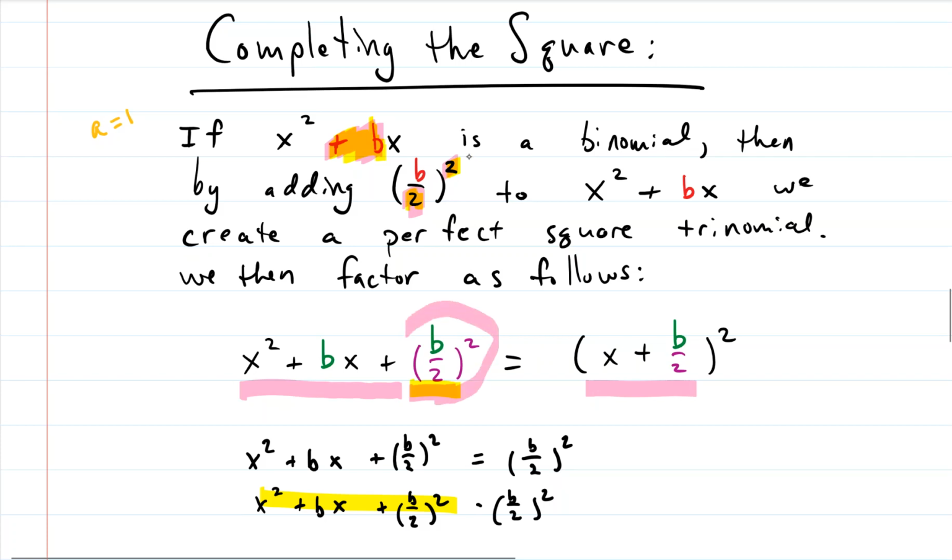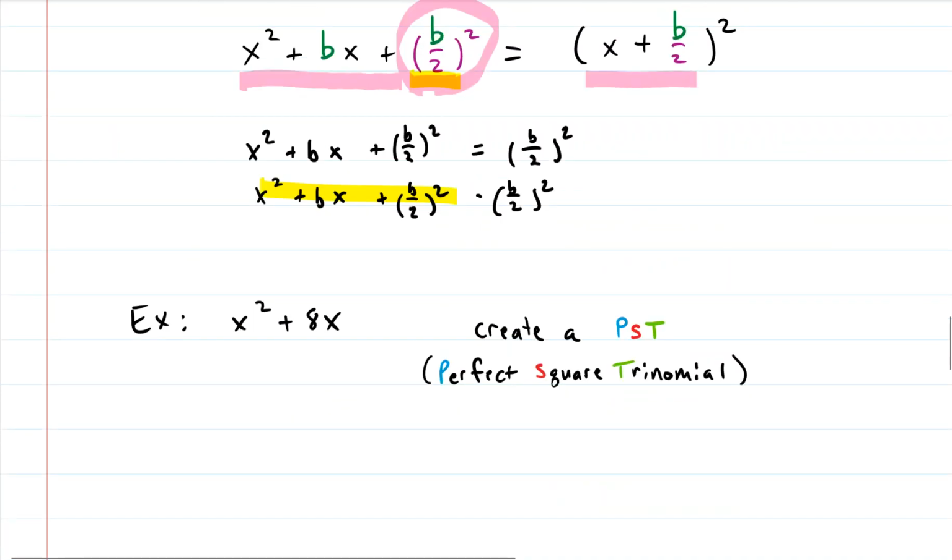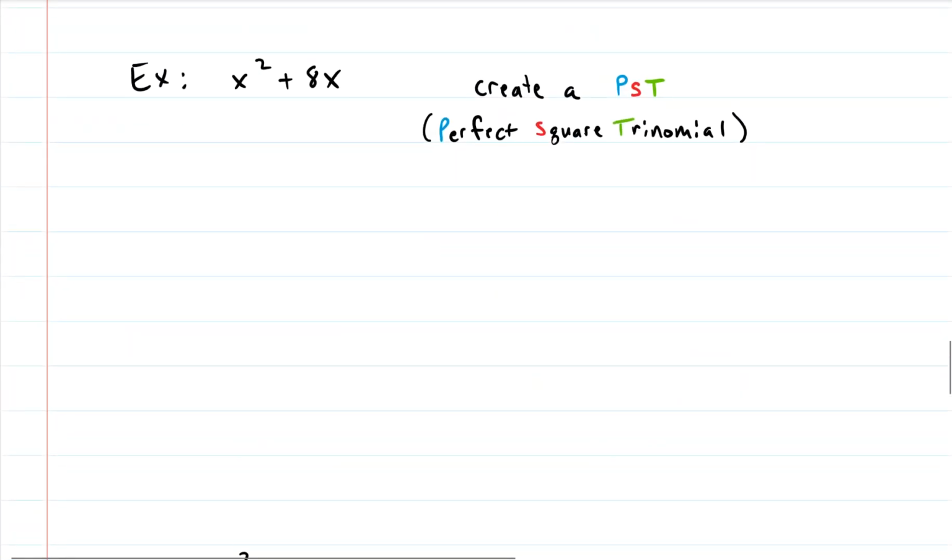This b divided by 2 squared is what we need. That's the missing piece for us to create a perfect square trinomial. And a perfect square trinomial, or a PST, is just something that can be factored into a quantity squared. And I'll show you that right here.